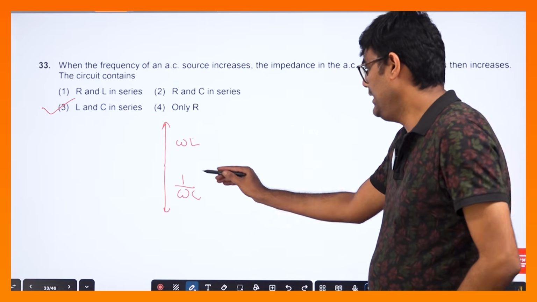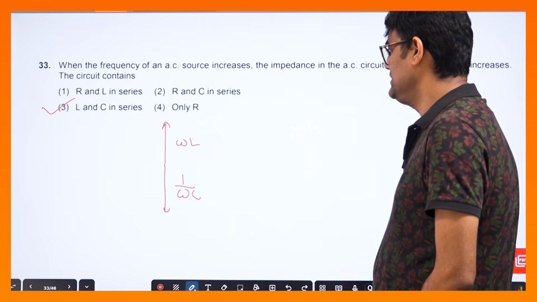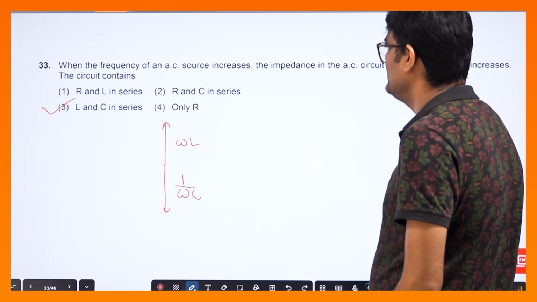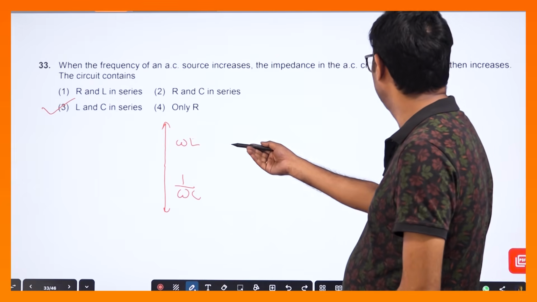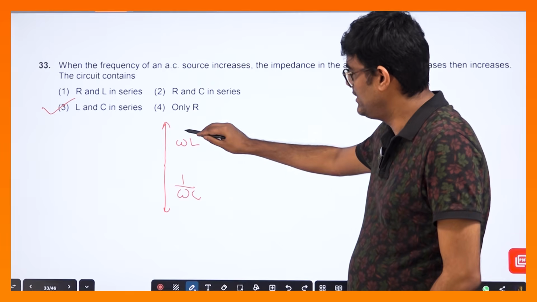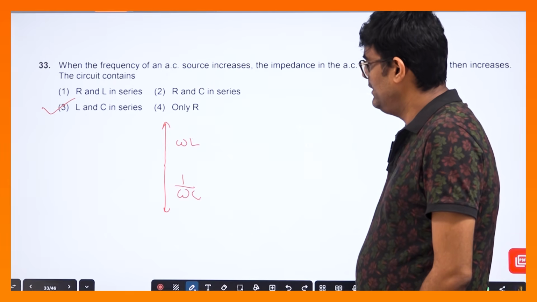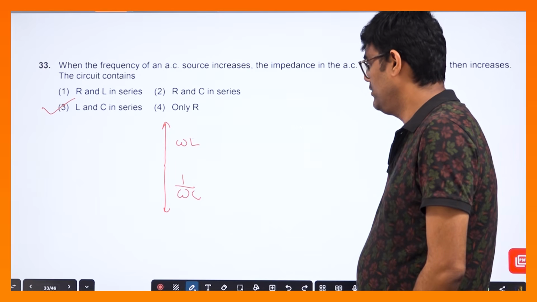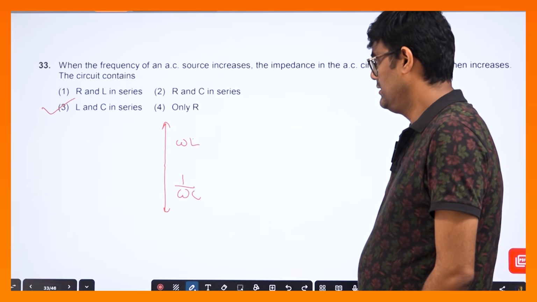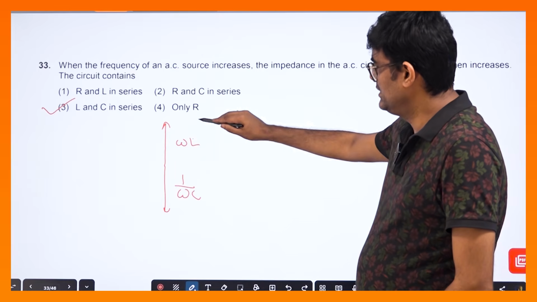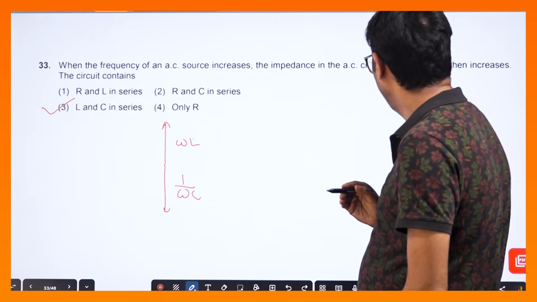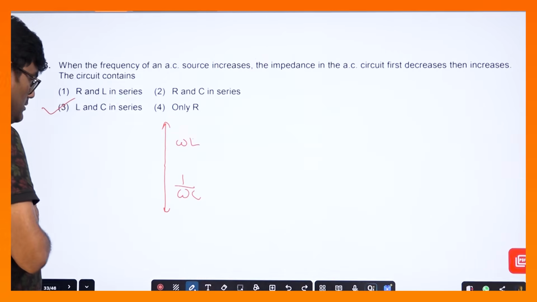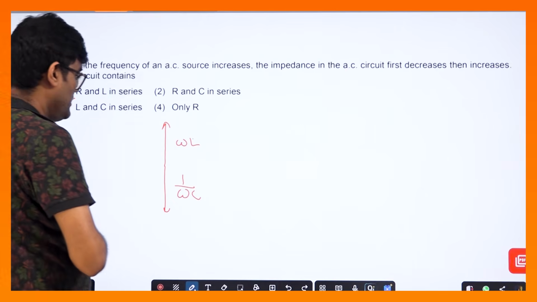But omega L minus 1 by omega C, this function will also first decrease if the frequency increases. Suppose the frequency increases, what will happen? This omega L will be more than 1 by omega C. So if the frequency increases, then impedance of the source first decreases.